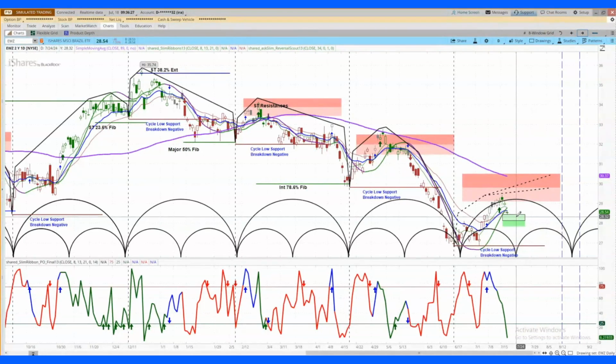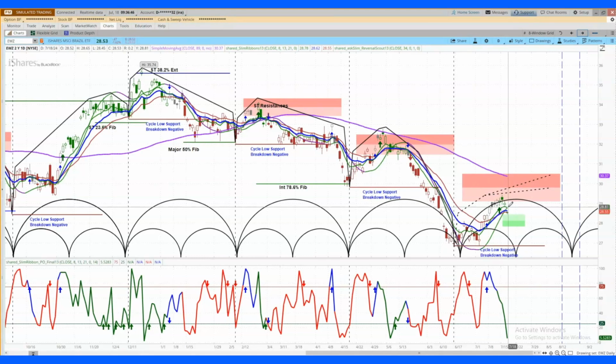The support zone goes from 28.43 on the top to 27.82 on the bottom. We want to see this support zone hold and for EWZ to begin to move back up. Momentum on this chart is currently still positive. Our reversal scout is still green, and the slim ribbon, which colors the candles red, green, or gray, depending on momentum conditions, is also still green.